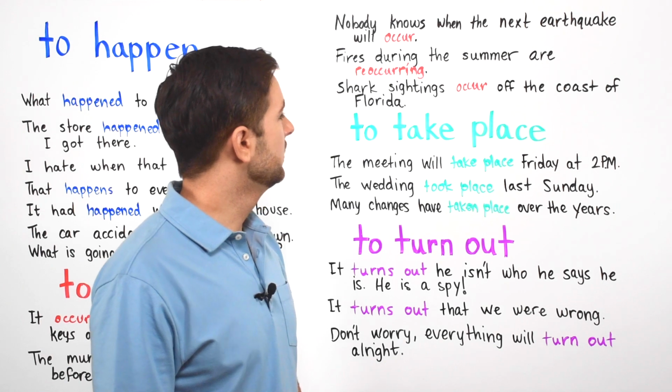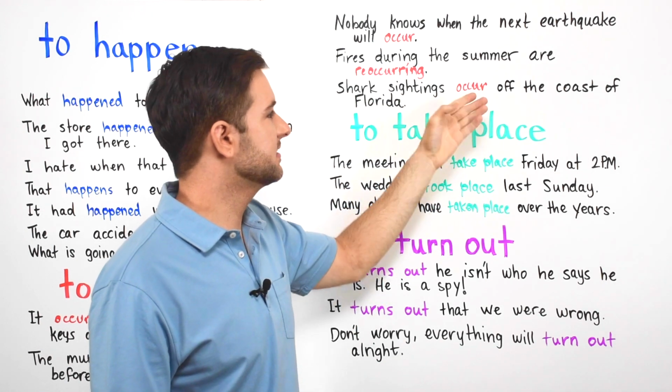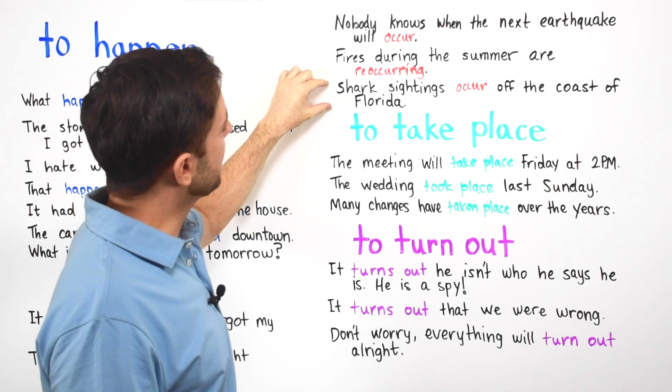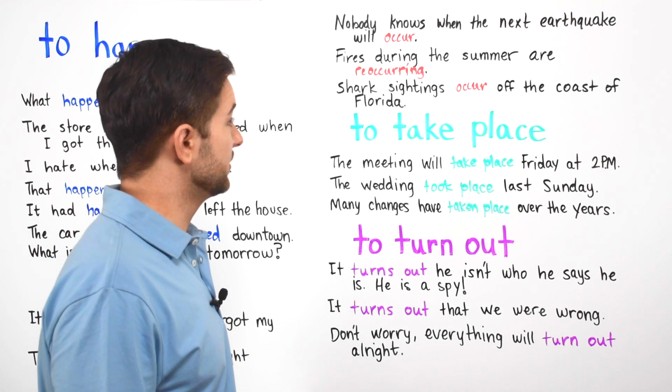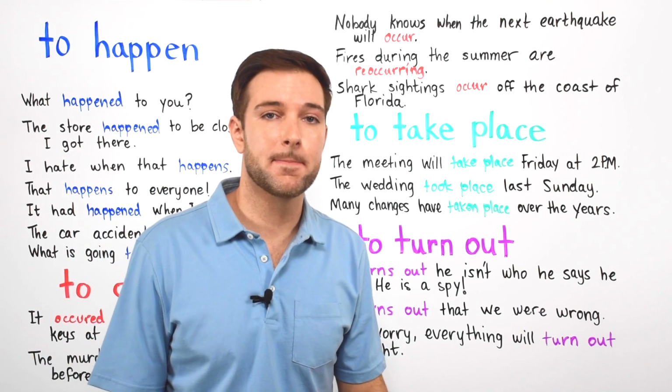You can also say shark sightings happen off the coast of Florida, but that's something you would say. This is something that you would read, and this sounds more natural. Somebody would say this in an informal conversation. Shark sightings occur off the coast of Florida. People will say that.